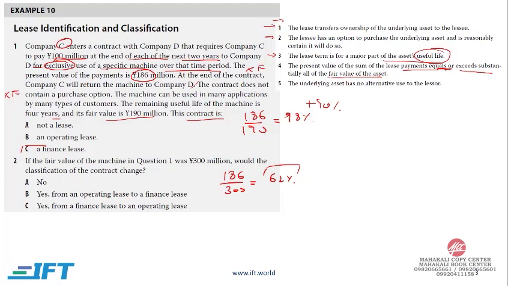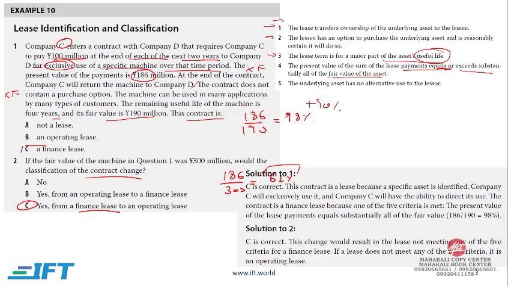So would the classification of the contract change? Yes, it will change from finance lease to operating lease. So the contract is a finance lease because one of the 5 criteria is met: the present value of the lease payments equals or exceeds substantially all of the fair value.